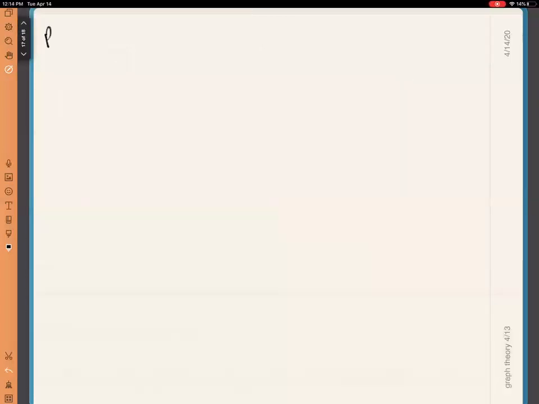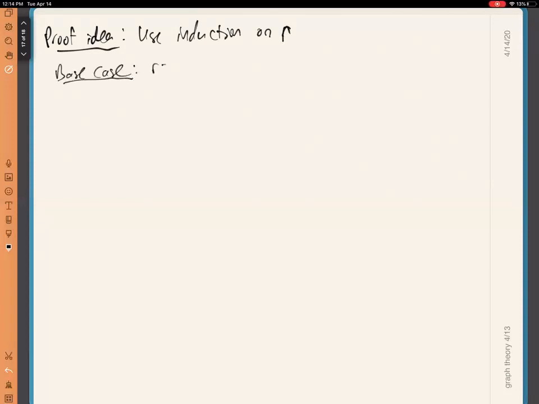Right, and so what's the proof idea for why this works? Well, you're going to use induction on R, right? And so what's the base case? Well, in the base case, you would want to take R equals one as your base case, and we already checked this, right? What is a path of length one between two vertices? A path of length one is just an edge. So this is okay, right? Because the adjacency matrix already counts one if there's an edge and zero if there's no edge. Right, so the base case is okay.